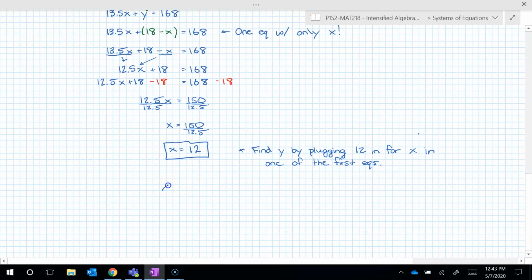So I know that x plus y equals 18. Well, let's put 12 in for x. So I get 12 plus y equals 18. Subtract 12 from both sides. I'm just going to do it like this. And I get that y equals, that cancels, 6. Right. So that algebraically would find the same solution to that system of equations.